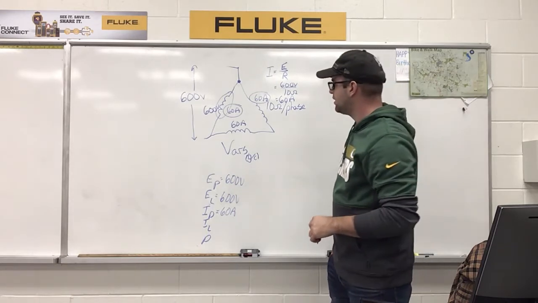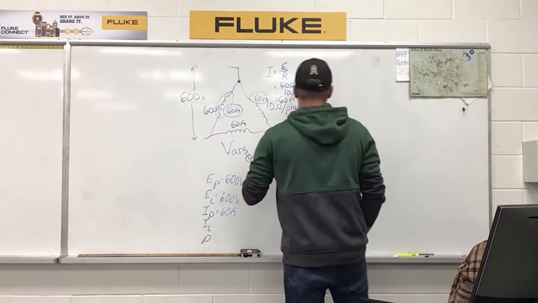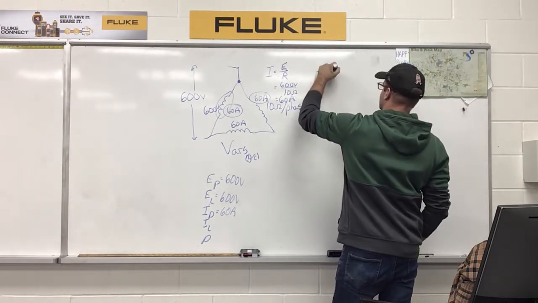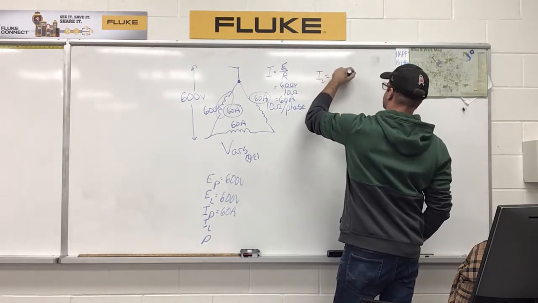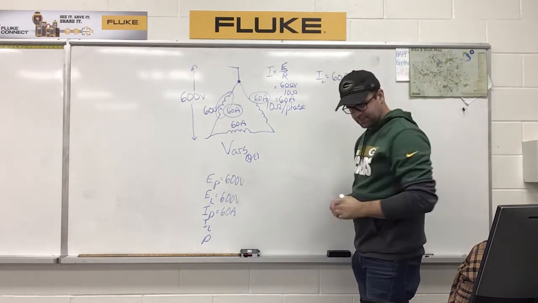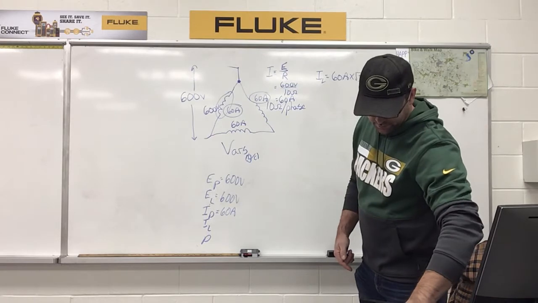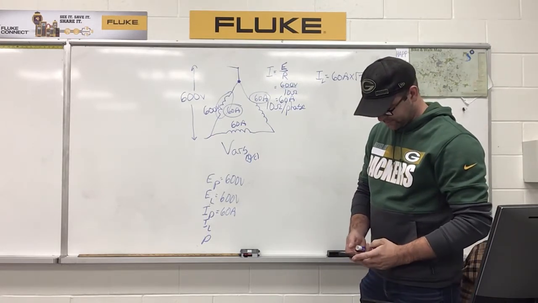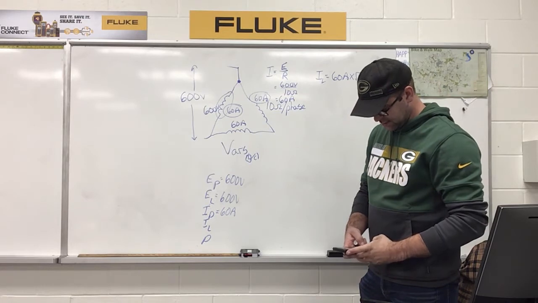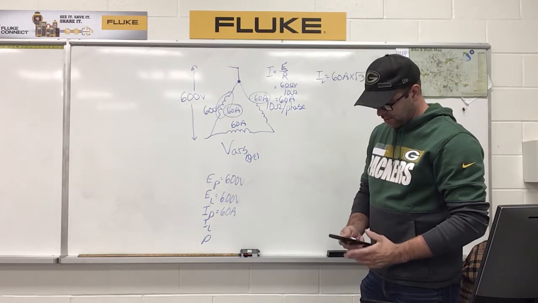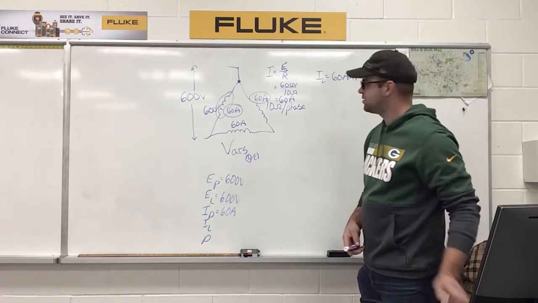So it won't be twice as large the value, but as we've discussed in past classes, that value is going to be √3 larger. So if I want to find what my I line is, I'm going to do 60 amps times √3. We plug that in, we get 60 times √3, or times 1.732, and we get a value of 103.92 amps.